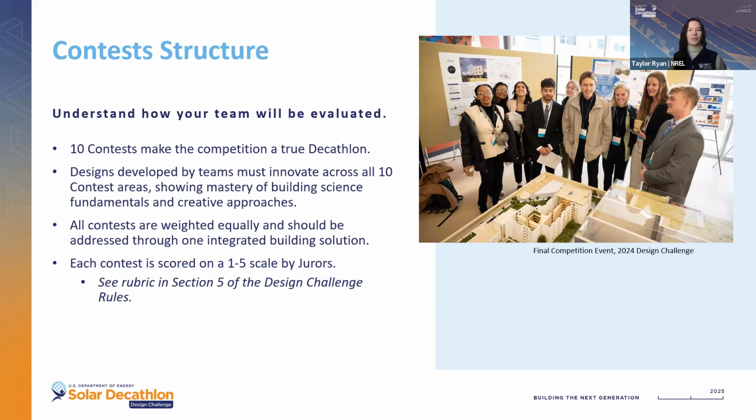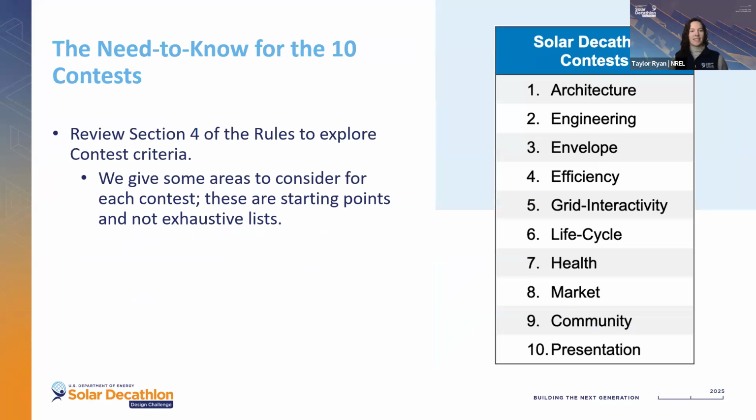All the contests in Solar Decathlon are weighted equally, and at the final stage of the competition, jurors will evaluate how teams successfully addressed the criteria of each of those 10 contests. The 10 Solar Decathlon contests are listed on the right-hand side here. They include architecture, engineering, envelope, efficiency, grid interactivity, life cycle, health, market, community, and presentation.